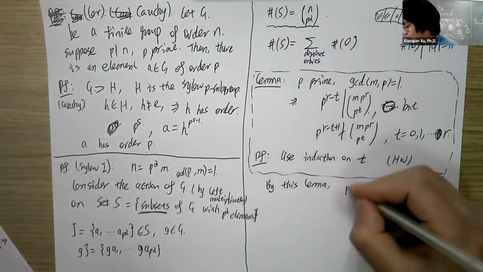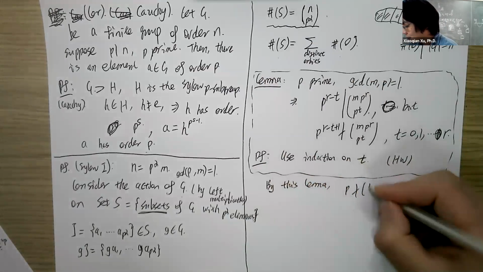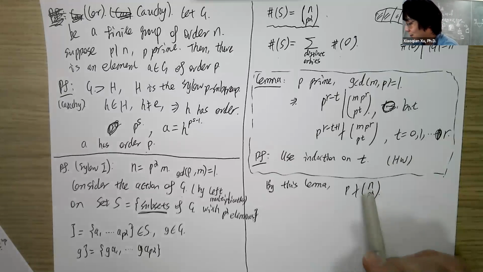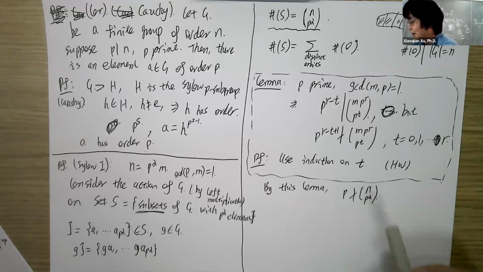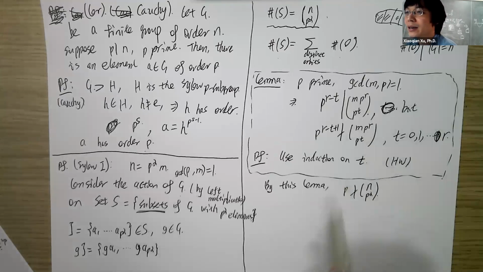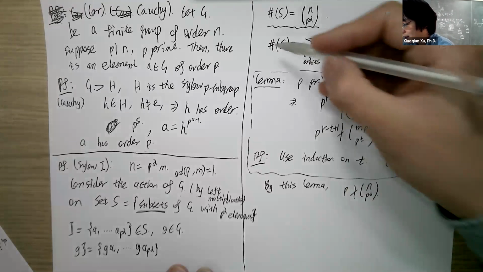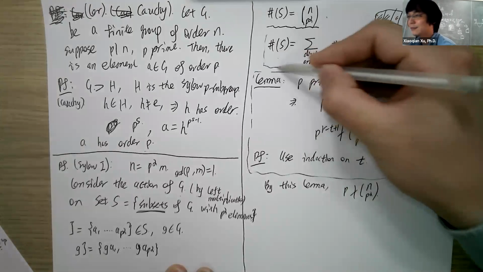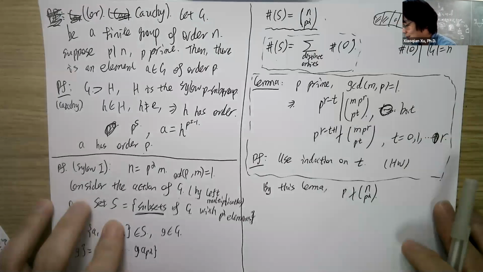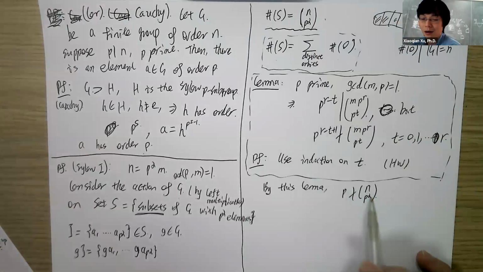we know that p does not divide n choose p to the alpha. Because n is m times p to the alpha, here it is p to the alpha, so it almost cancels everything like p to the alpha, so there's no factor p anymore. Then let's look at this equation. It's a very important equation. We know that p is not a factor of the right-hand side.